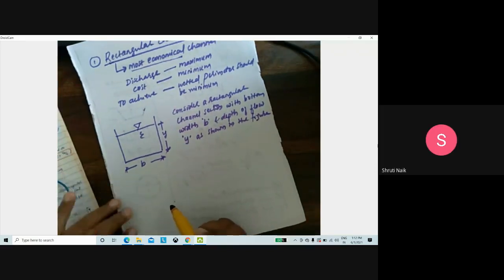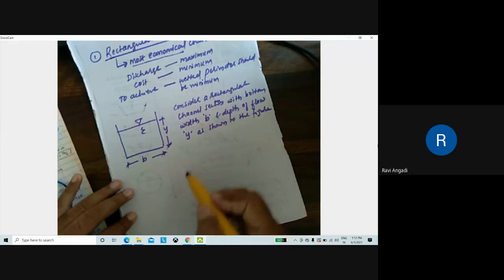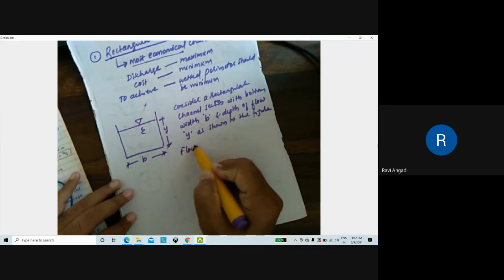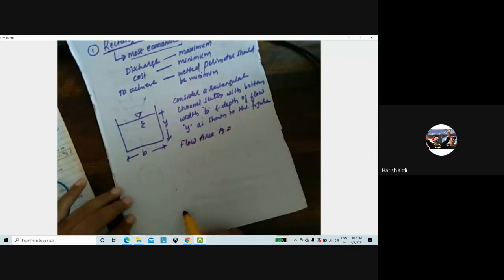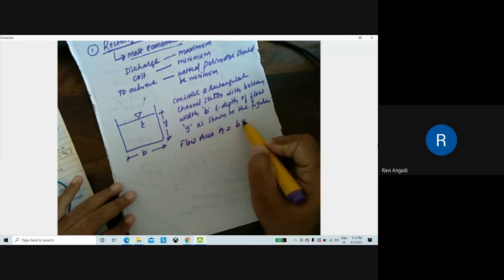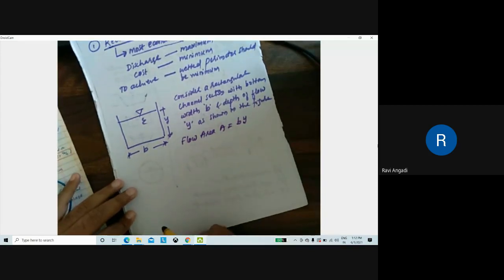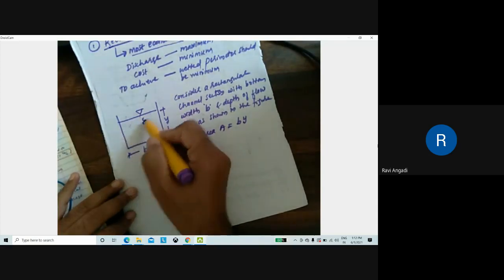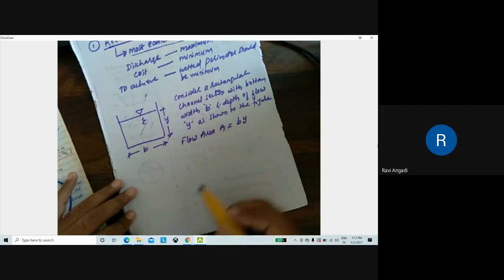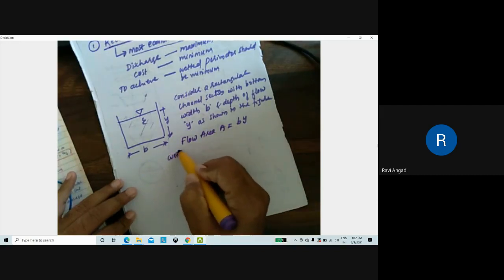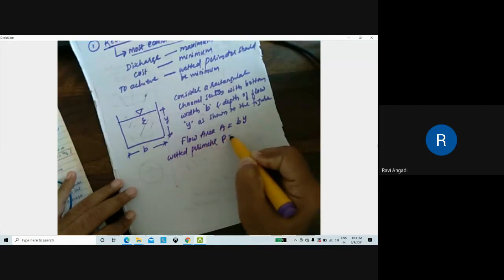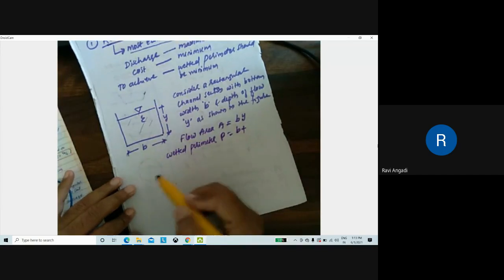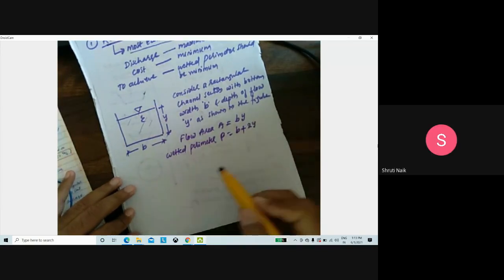Now, can anyone tell what is the flow area here? B into Y, correct. This is the flow area. Then, what is the wetted perimeter? Wetted perimeter P equal to B plus 2Y, taking depth as Y here.